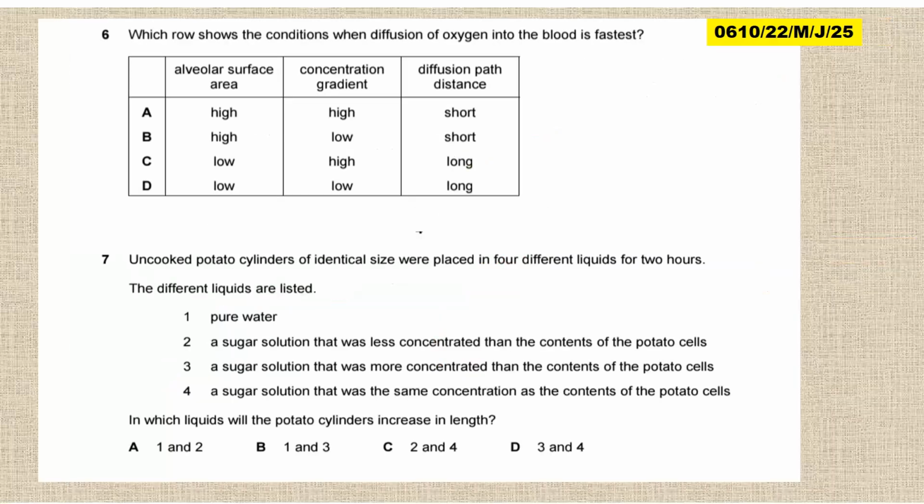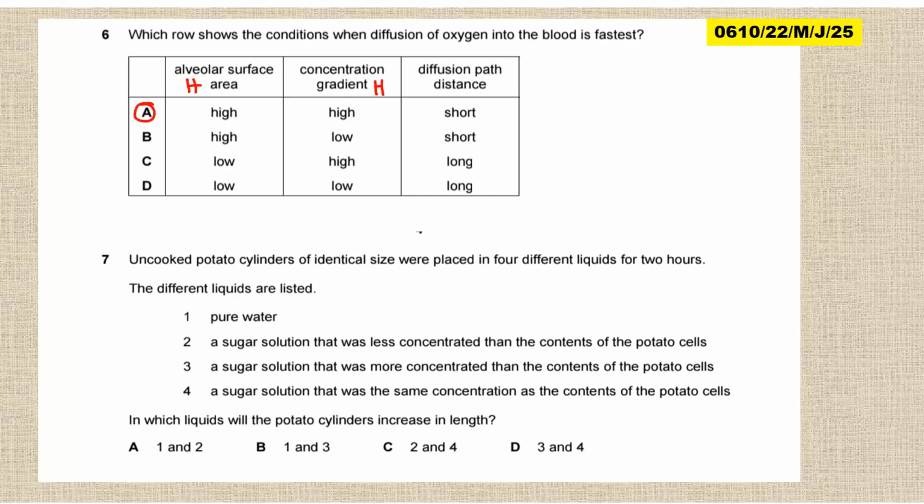Which row shows the condition when diffusion of oxygen into the blood is the fastest? Now look at this. This is something that I'm explaining. The alveolar surface is the surface where gaseous exchange takes place. So for oxygen to diffuse into the blood, the alveolar surface should have high oxygen concentration. Then, of course, the distance should be short. Then the concentration gradient should be high. So we are looking for high, high, short. So that is the answer.